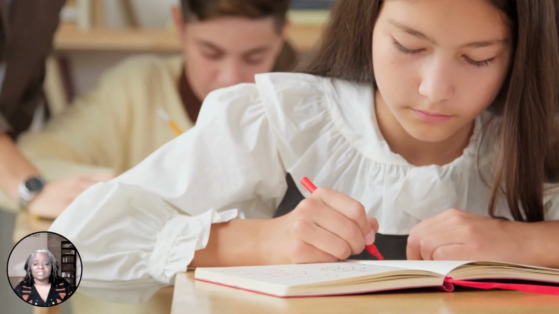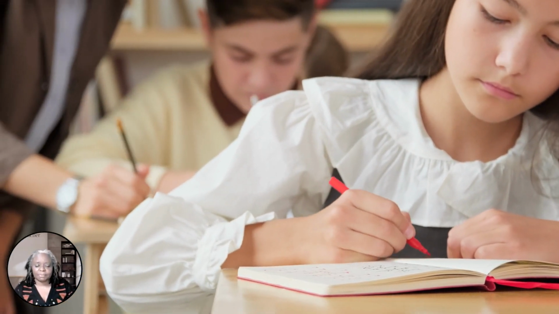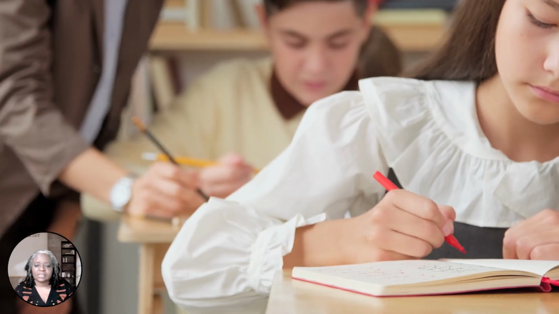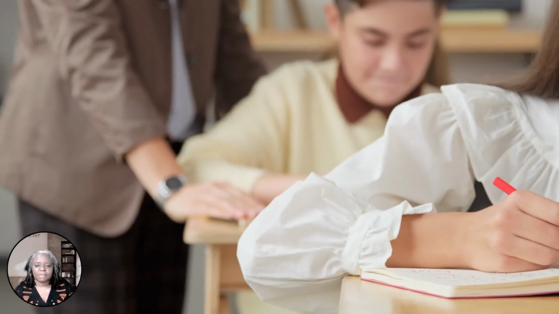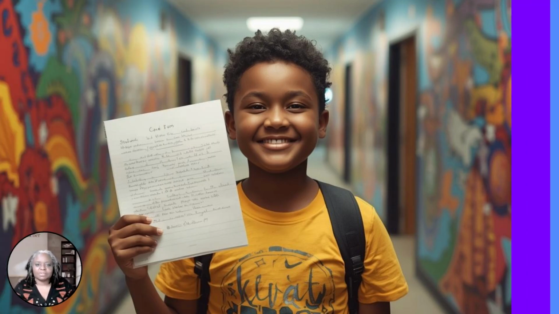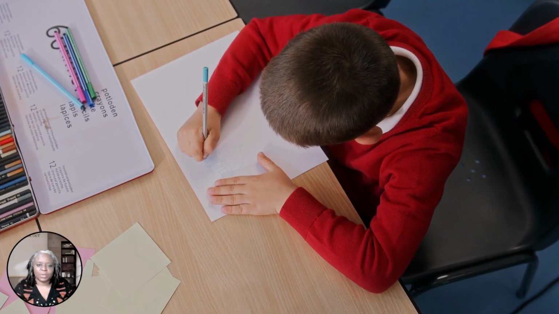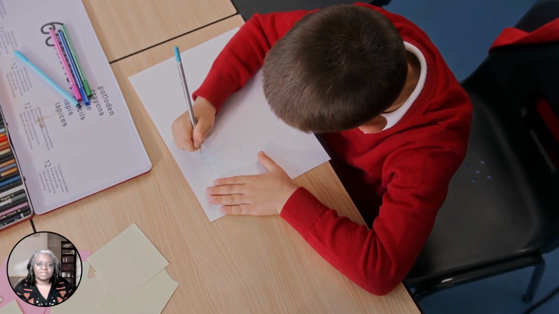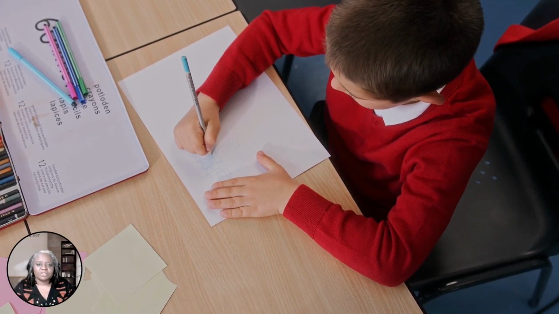An exemplar is not just a good example. It's a strategically selected sample of student work used to make success criteria visible and concrete. When used well, exemplars help students answer, what does quality work look like? What makes this strong? How does this connect to the success criteria? This aligns directly with formative assessment practices from Jan Chappuis and reinforces the ideas of Dylan Wiliam that students must understand the goal in order to improve.